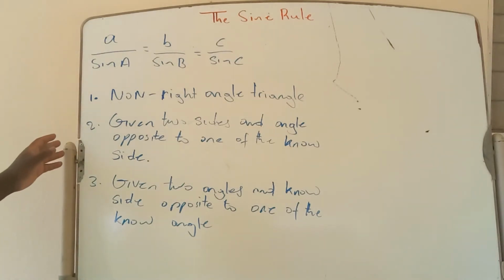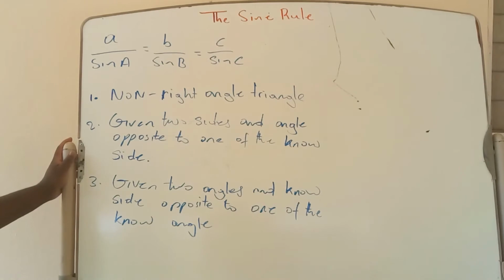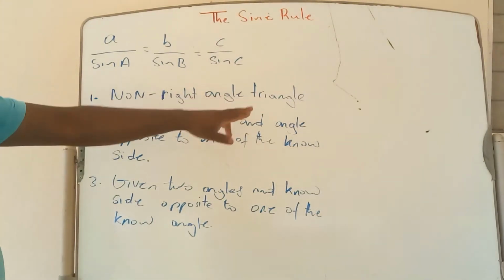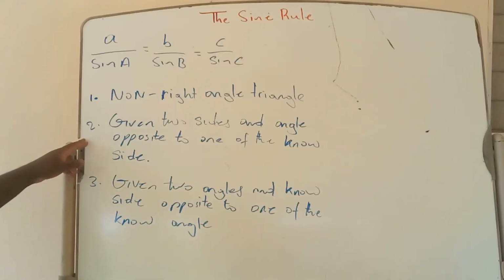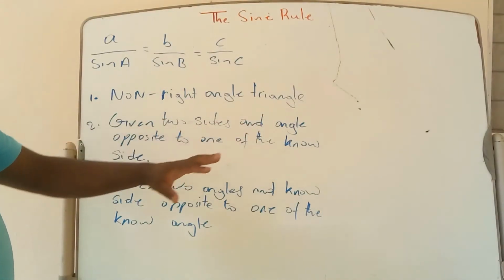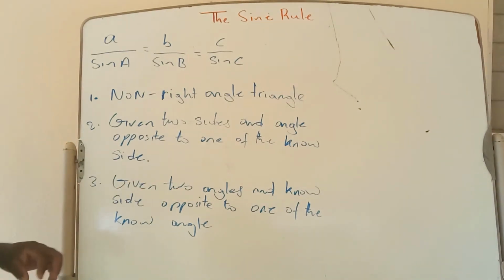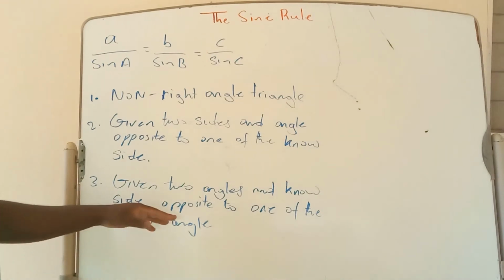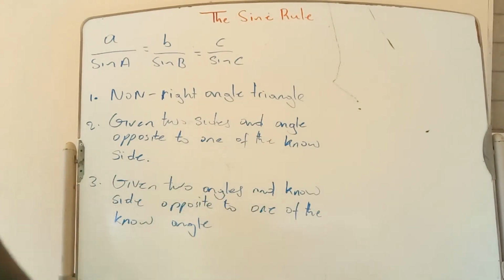Now, when to use the sine rule, there are three conditions that you must remember. One, it must be a non-right angle triangle. Two, given two sides and an angle opposite to one of the known side. Three, given two angles and a known side opposite to one of the known angle. So these are the three cases in which you use the sine rule.